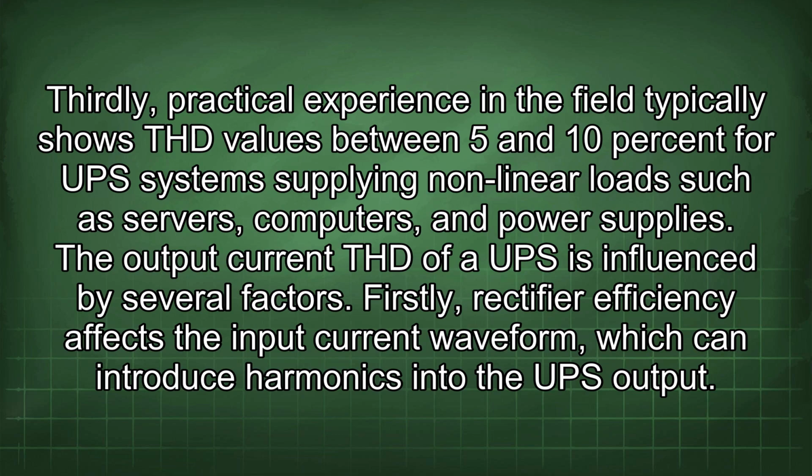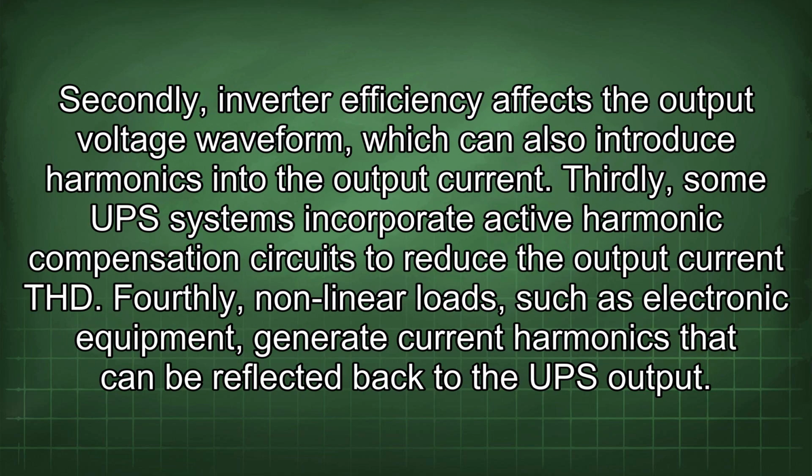The output current THD of a UPS is influenced by several factors. Firstly, rectifier efficiency affects the input current waveform, which can introduce harmonics into the UPS output. Secondly, inverter efficiency affects the output voltage waveform, which can also introduce harmonics into the output current. Thirdly, some UPS systems incorporate active harmonic compensation circuits to reduce the output current THD.